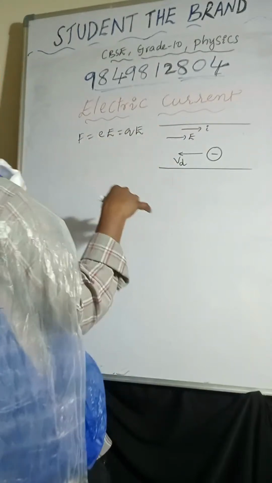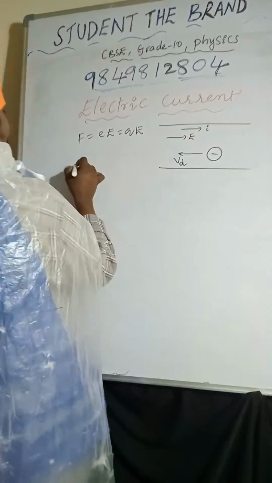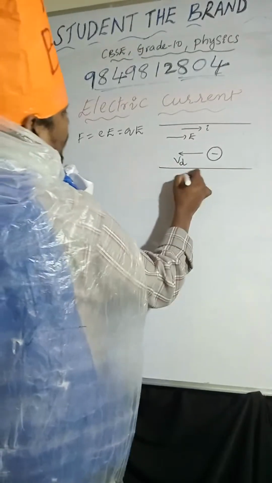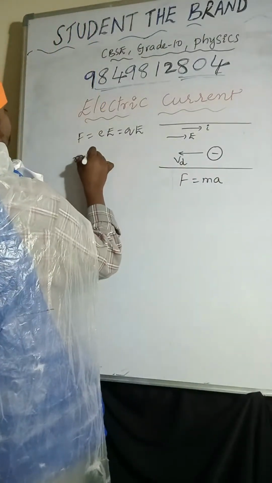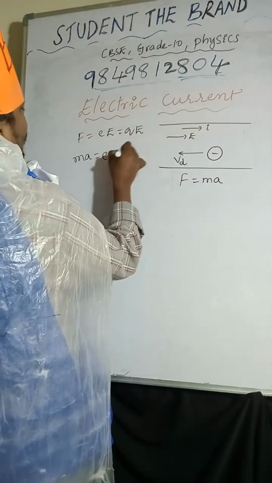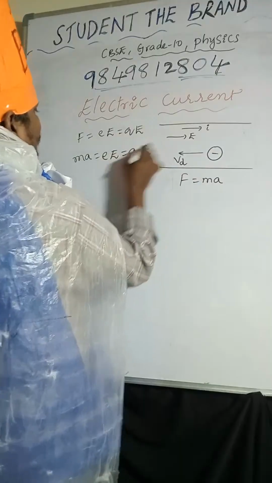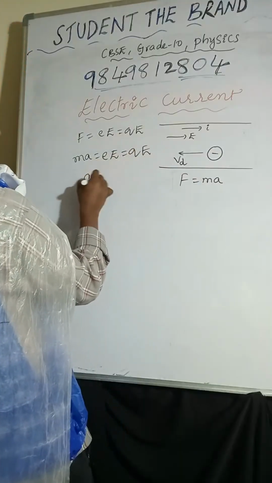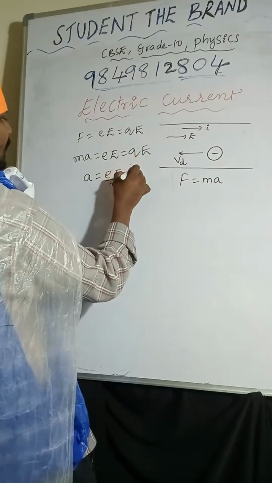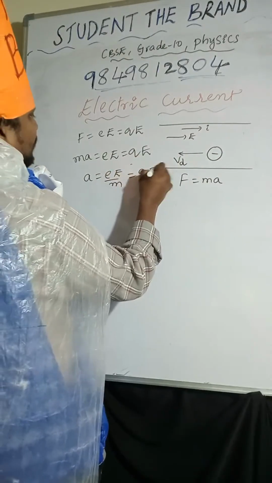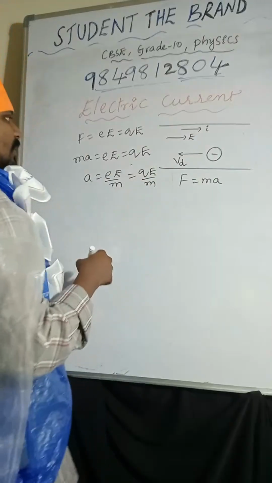So Q is a charge. Now we know F equal to MA. So MA equal to Q into E. Then we can take A equal to QE by M.